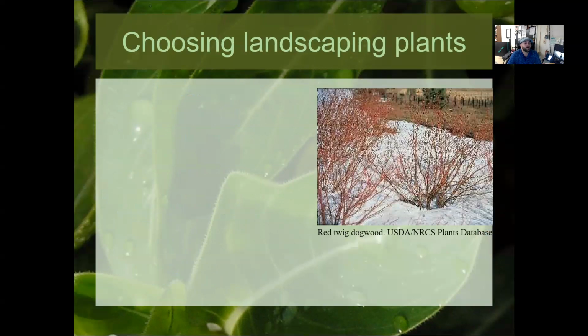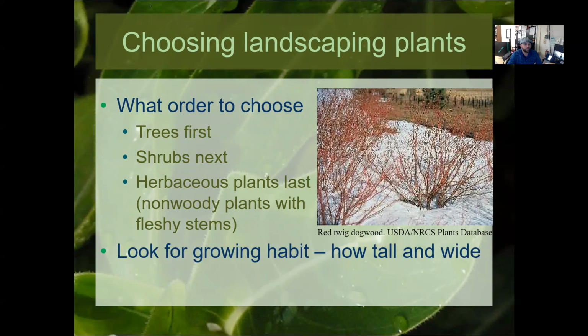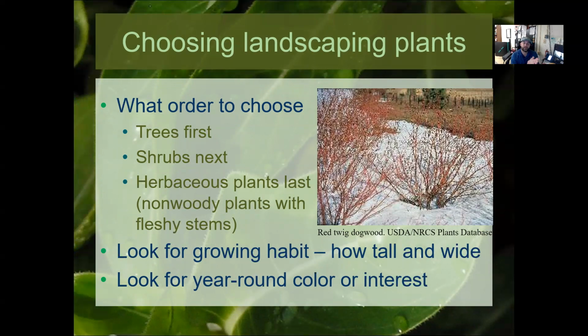So what's the plan? Choosing landscape plants, what order to choose: trees first, shrubs next, and then herbaceous plants last. So you want to build a hierarchy with your trees in the back, shrubs in front of it, and then herbaceous plants in the very front. Look for growing habit, how tall and wide they get, and then look for year-round color and interest. The biggest mistake I see here is when people design spaces, they only design for the spring and summer months. But you also want to remember that you want to have good fall color in there, and you want to have some green over the winter, so always include some evergreens.